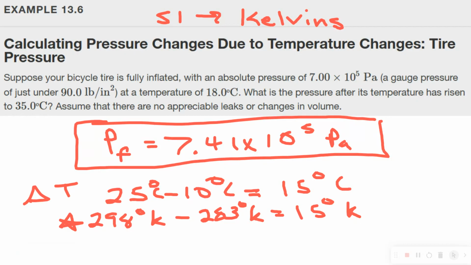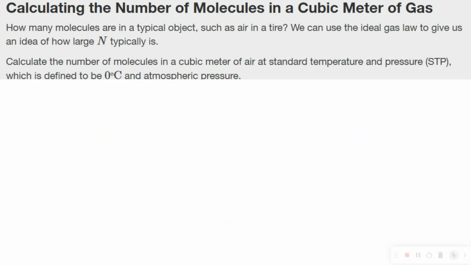All right. Let's keep going with the notes. That was just example 1 from our notes. All right, so the next one is how many molecules are in a typical object, such as a tire? We can use the ideal gas law to give us an idea of how large N typically is. So we want to calculate the number of molecules in a cubic meter of air at standard temperature and pressure, or STP, which is defined at 0 degrees Celsius at atmospheric pressure. Okay, so same thing. This whole section is about the ideal gas law.